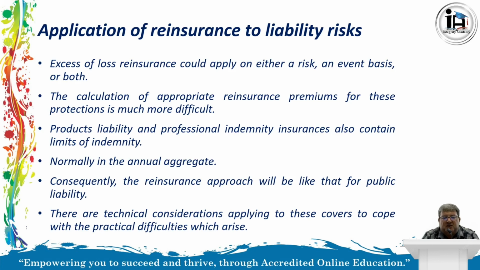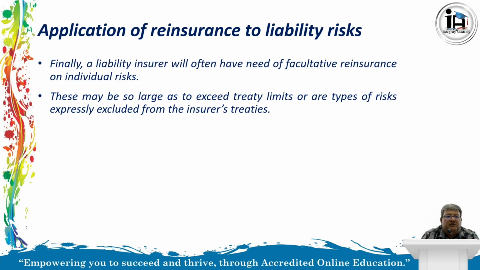Consequently, the reinsurance approach will be like that for public liability. There are technical considerations applying to these covers to cope with the practical difficulties which arise. Finally, a liability insurer will often have need of facultative reinsurance on individual risks. These may be so large as to exceed treaty limits or are types of risks expressly excluded from the insurance treaties.